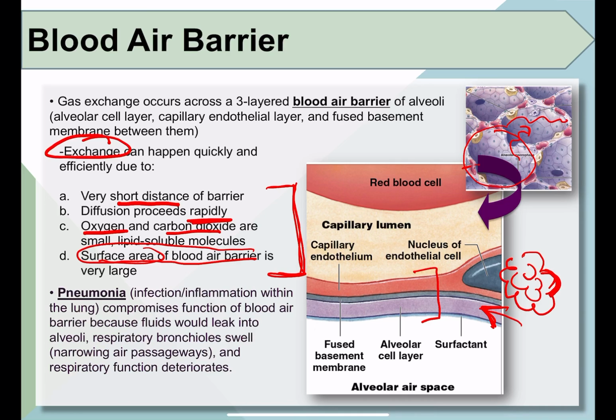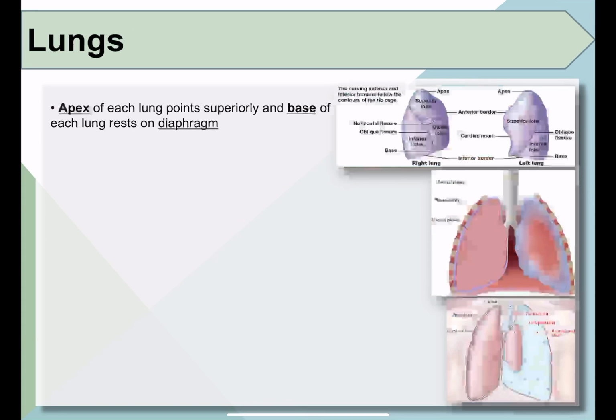So the prognosis of pneumonia can also differ for different individuals. Pneumonia can become life-threatening for some individuals, depending on age and also the health status of their respiratory airway and their lungs. So there are other anatomical structures of the lungs that we have to address.